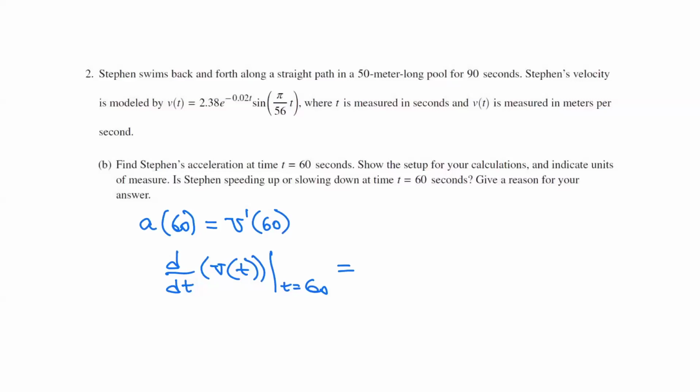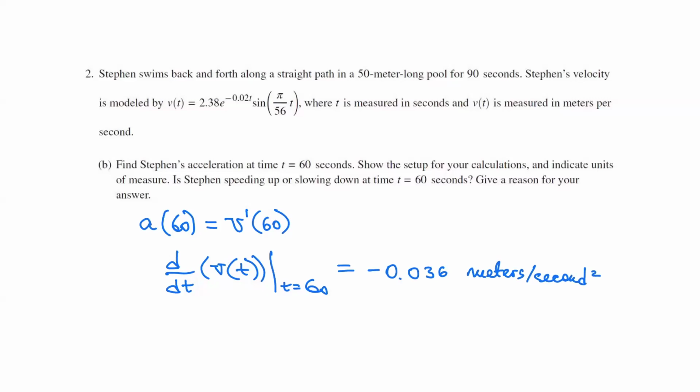And so we just calculated that Steven's acceleration at time t equals 60 seconds is negative 0.036, and this is meters per second squared.